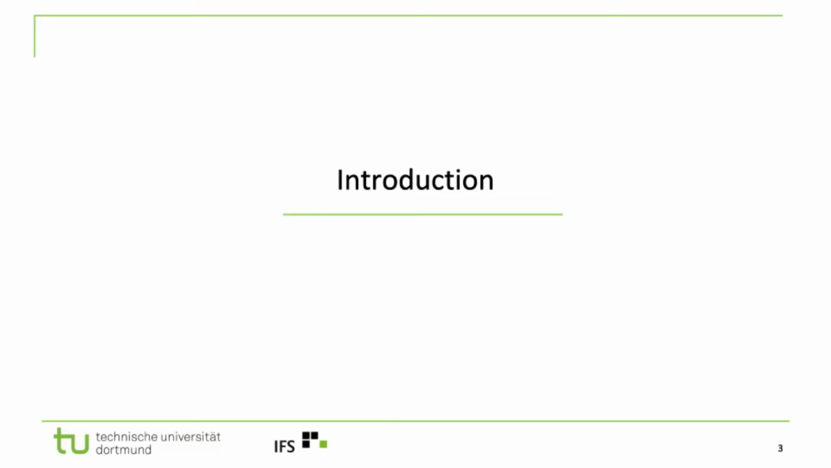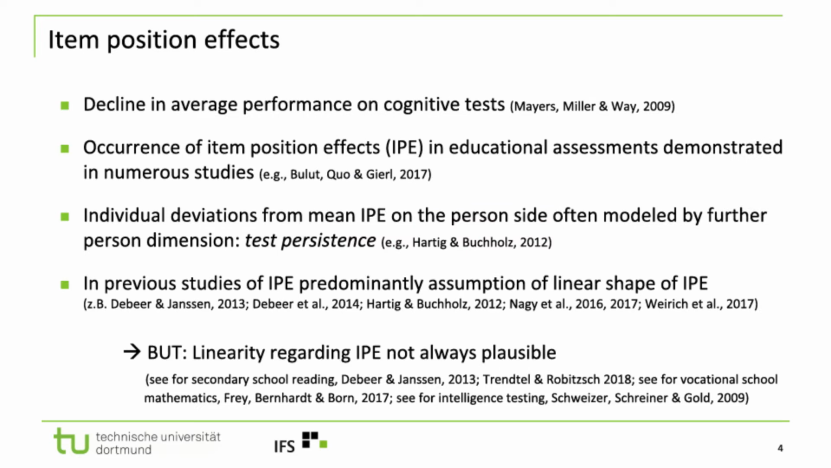What do we know about item position effects so far? Generally, on average, one can usually see a change in performance on cognitive tests with increasing test length. Often, this is a drop or a decline in performance. However, performance increases are sometimes also possibly observed when, for instance, there's something like a training effect during a test. These changes, whether decline or increase in test performance within a test, are often referred to as item position effects. That such item position effects occur has been demonstrated in numerous studies, including large-scale assessments such as PISA.